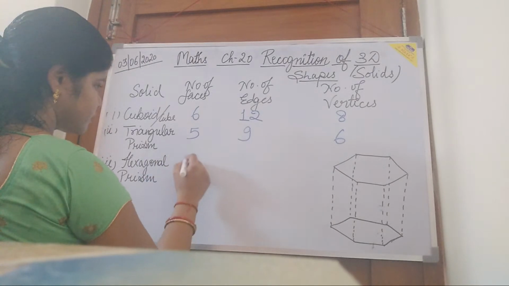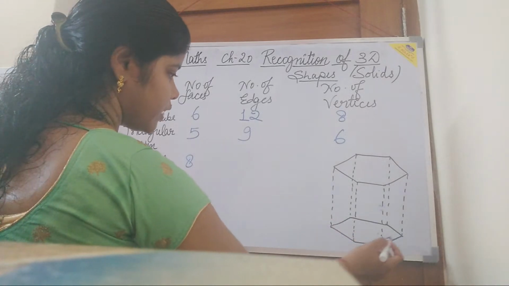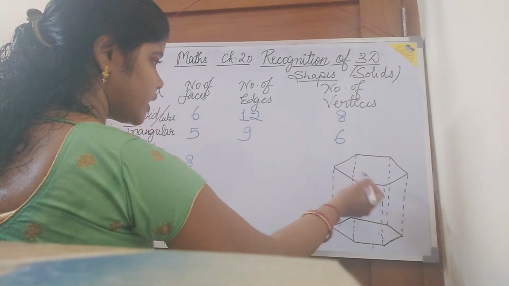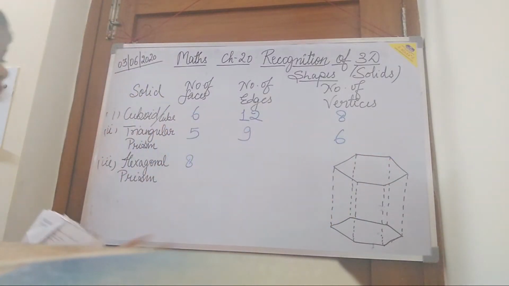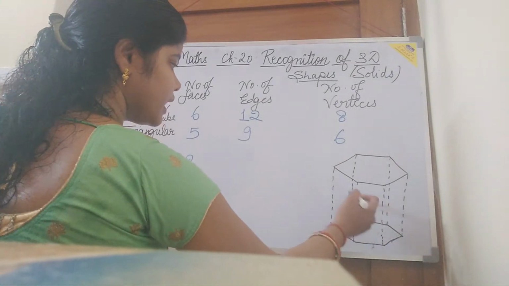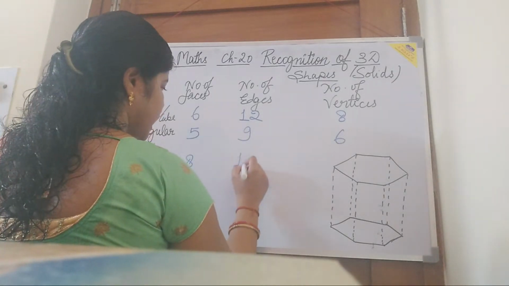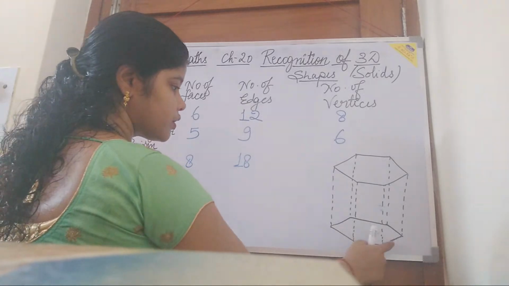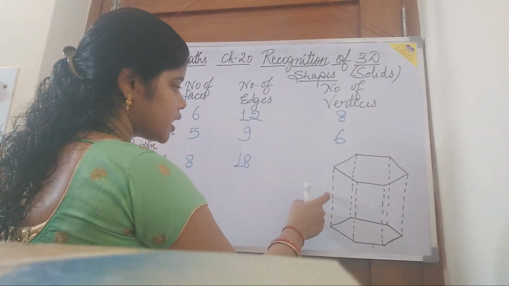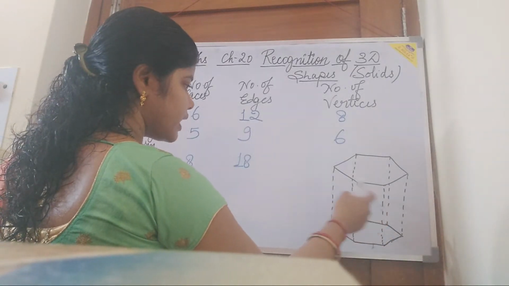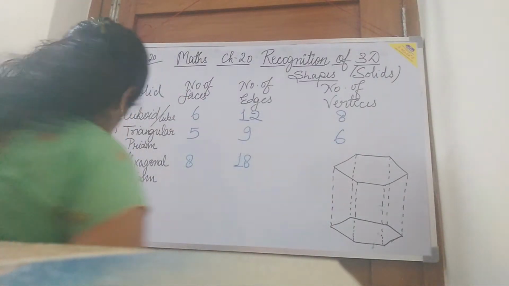Number of edges: 1, 2, 3, 4, 5, 6, 7, 8, 9, 10, 11, 12, and 13, 14, 15, 16, 17, 18. So total edges are 18. Just count the sides: 1, 2, 3, 4, 5, 6 and 6 upward, 6 plus 6 is 12. And the other sides 13, 14, 15, 16, 17 and 18. So 18 edges. Now the number of vertices.